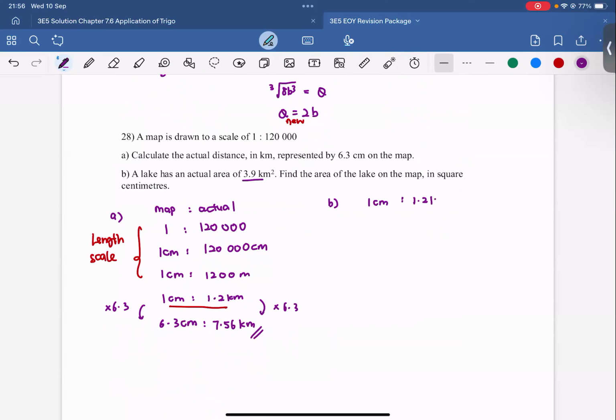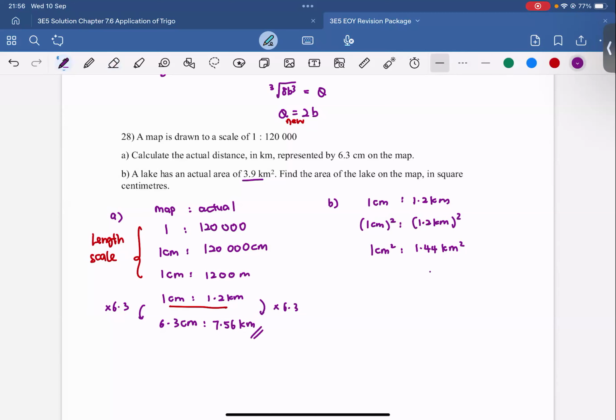Okay, to find the area scale, we need to square our length scale. So this is 1 cm square. This is 1.44 km square. So from here, then we can do that. They say the lake has an actual area of this. So this one need to change to 3.9. You know how to change to 3.9?